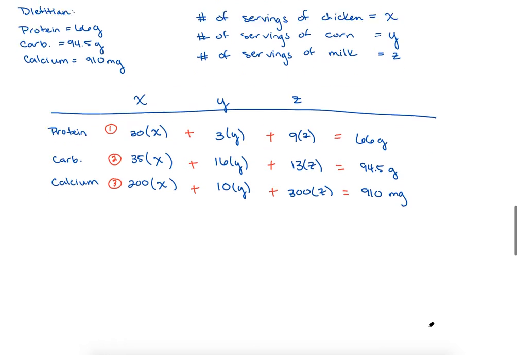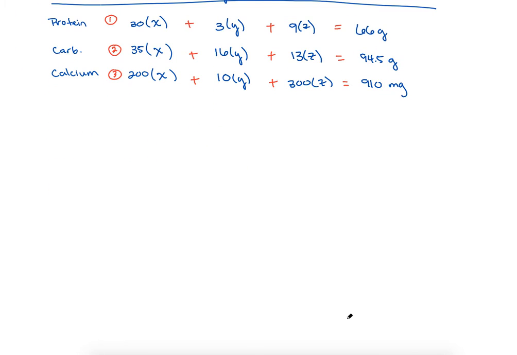So to solve this system, I'm going to go to my calculator and use an augmented matrix. So I need to set up my matrix. For our matrix, we need some rows and columns. I'm going to set it up so that my first column represents the number of serving size of chicken, x. My second column is going to represent the number of serving size of corn, y. And my third column is going to represent the number of serving size of milk, which we called z. And then, of course, our last column is going to represent our constant, which was the total number of grams and milligrams for each nutrient.